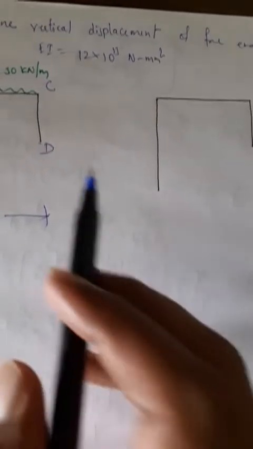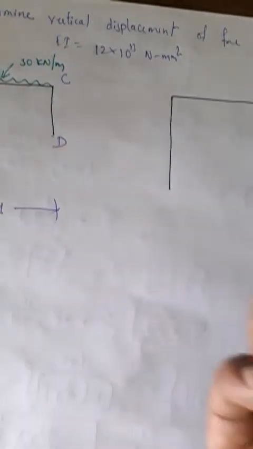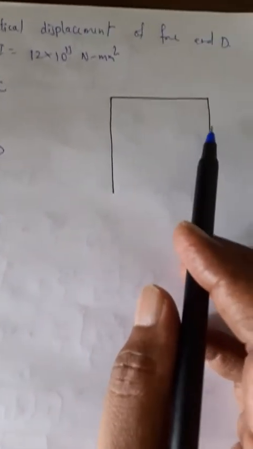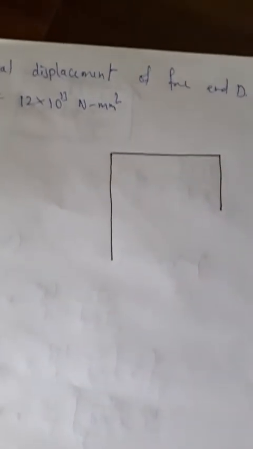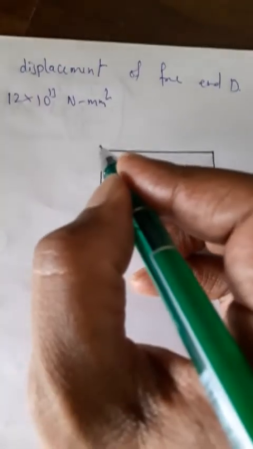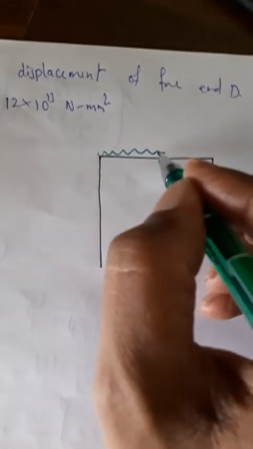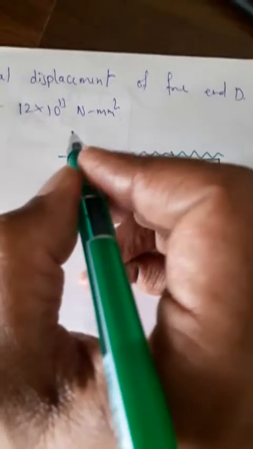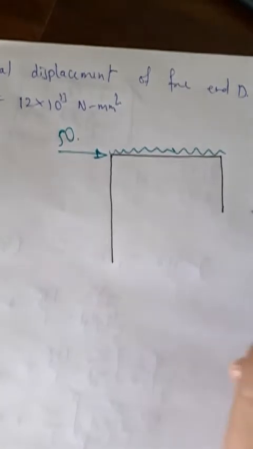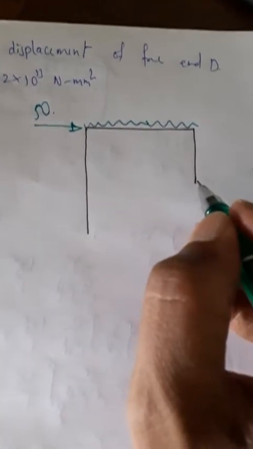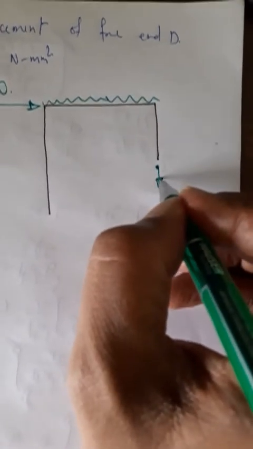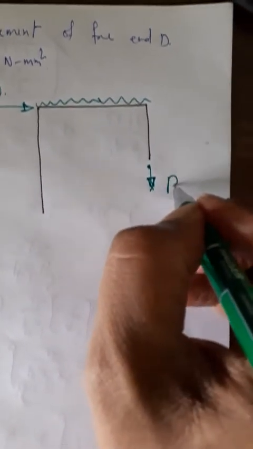Now if you look at this problem, there is no point load at D. So I have to apply a virtual load. And before applying that, let me draw the same frame as it is. Apply same loads. This is the UDL. This is the point load acting. Now I have to find vertical displacement of point D. So apply a force like this. Let this force be P.